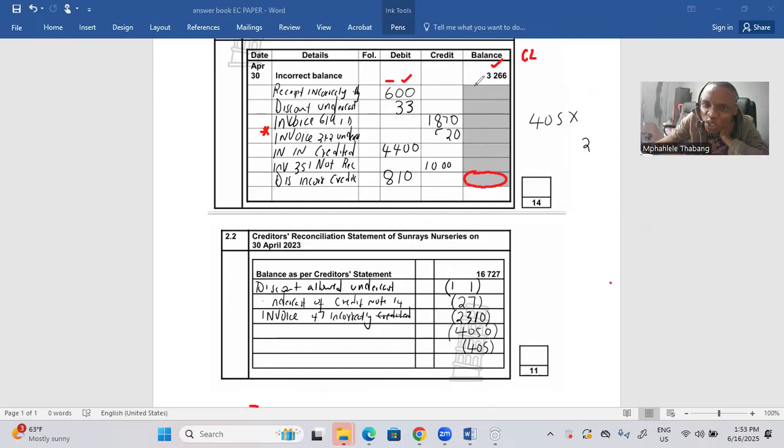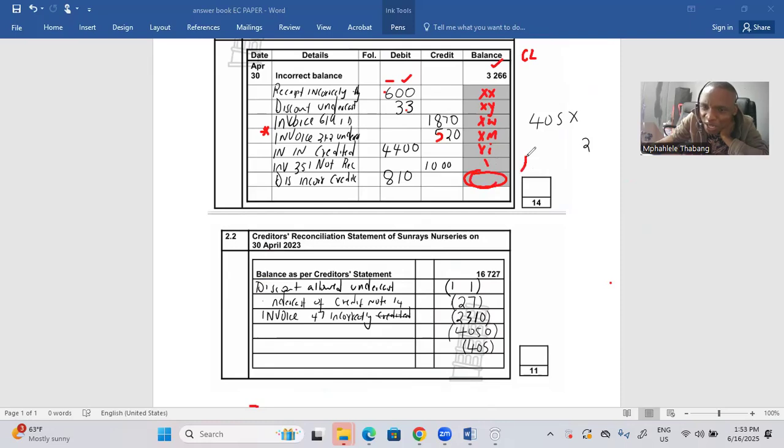Or what you can do, you can say 3266 minus 600, you write the balance. That balance, you subtract 83, you write the balance. The last balance, you add. When you see an entry on a credit, you add. You add 1,870, you write a new balance. You add, I think it's 520, you write a new balance. You subtract 4,400, you write a new balance. You add 1,000, you write and you balance till you arrive here at the last balance.